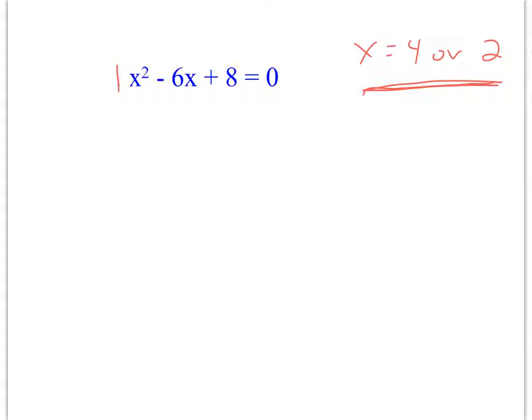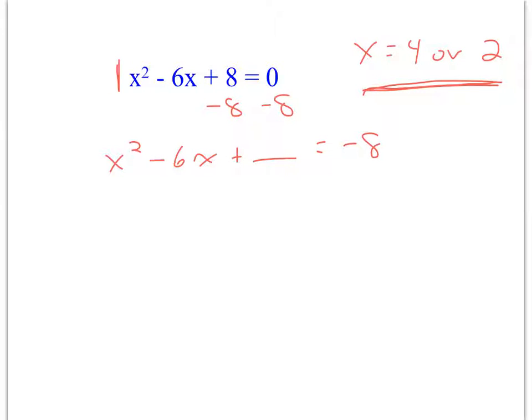Again, in this case, my a is 1, so I don't need to do that term. That's nice, or that step. My next step, step 2, is to move the c term to the other side. So I'm going to subtract 8 from both sides. So now I have x squared minus 6x plus blank equals negative 8.